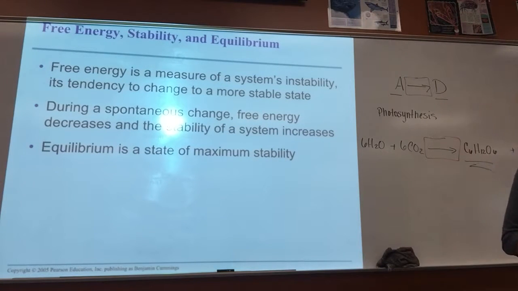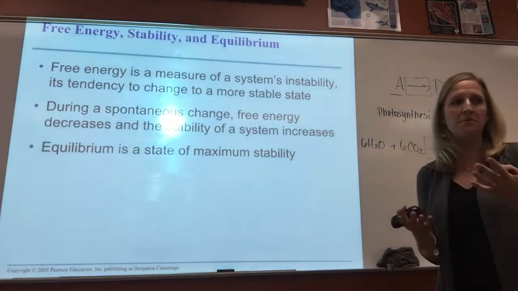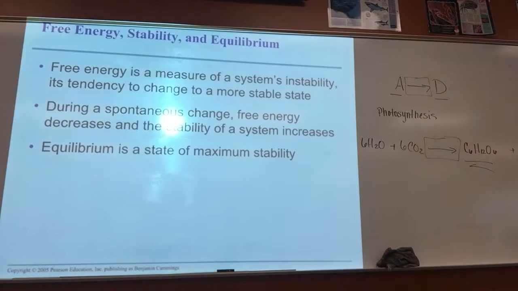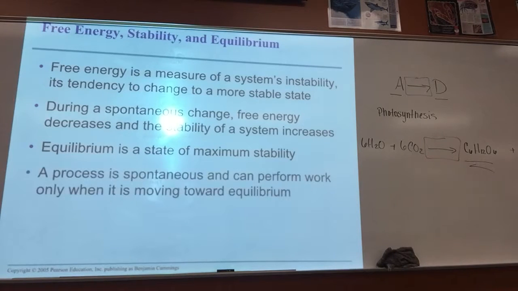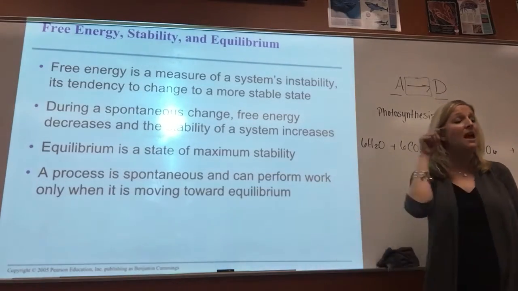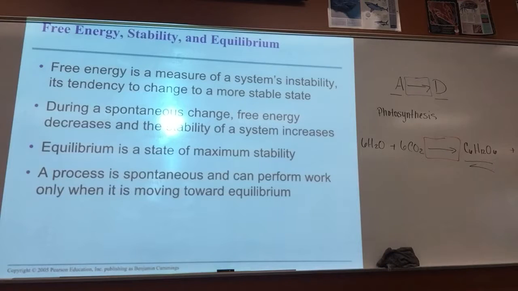The thing is though, if our cells and all of our reactions reached equilibrium, no work can be done. And so actually for living organisms, being in a state not in equilibrium is the best scenario. So a process is spontaneous and can perform work only when it's moving towards equilibrium. If it reaches equilibrium, no work can be done.